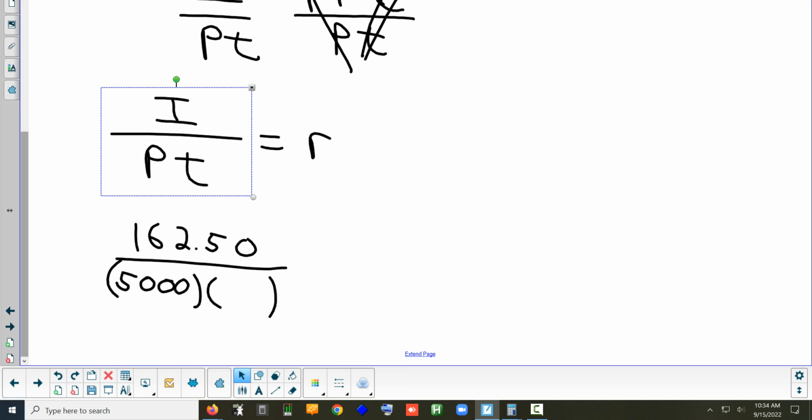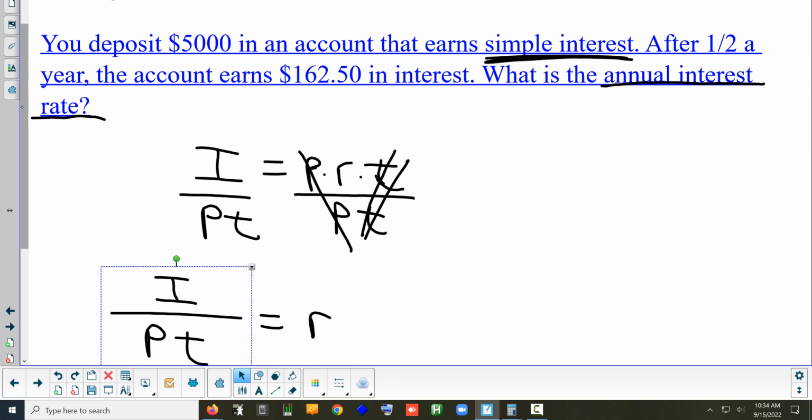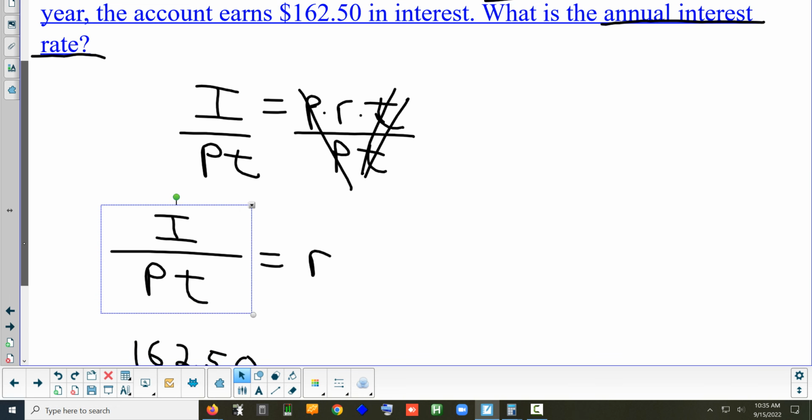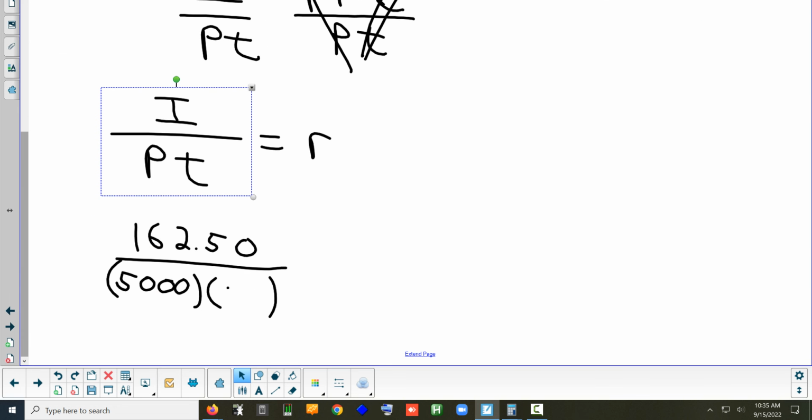And T is the time. Did they tell us how many years we're going to have this money in the bank for? Yeah? Half a year. So let's just call that as a decimal. What's 1/2? 0.5. Yep. If you want to write it as 1/2, that's okay too. It's just for me to type on the calculator, 0.5 is easier. There we go. Now we just have to type that in and see what we get.